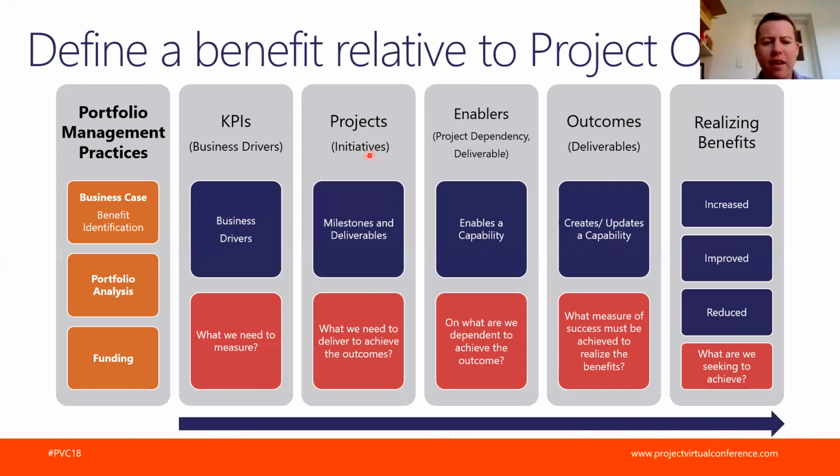So those projects or initiatives have milestones and deliverables in there, which are then either enabling an outcome or actually doing an outcome. And to do that, we'll use in the Project Online tool the deliverable functionality, which will then enable us to link the information of a project to the actual benefit itself.